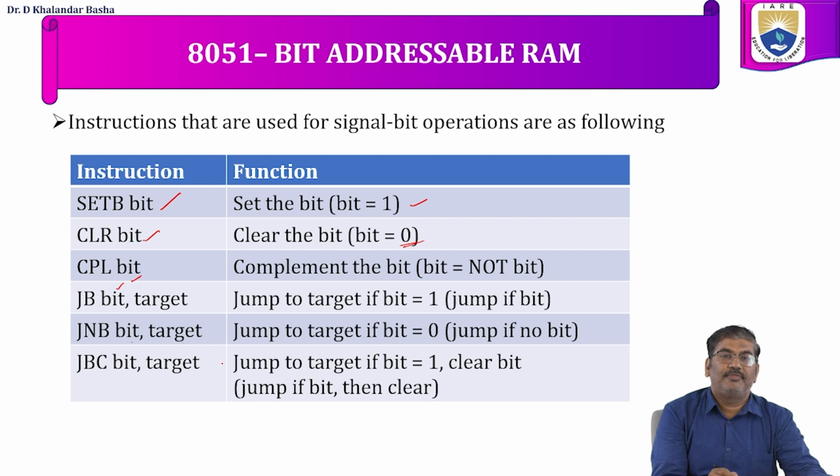JNB bit, target. Here, we are going to check for not a bit, which indicates if the bit is equivalent to 0, then jump the control to the target address specified in the instruction. JBC bit, target: jump to the target if the bit is set, and clear the bit before the jump.